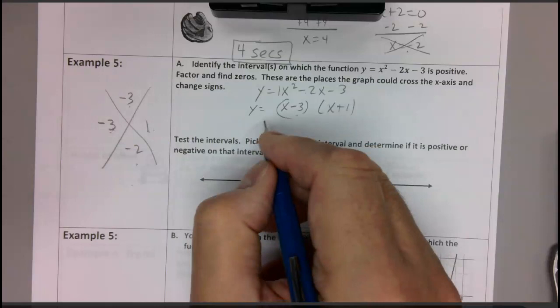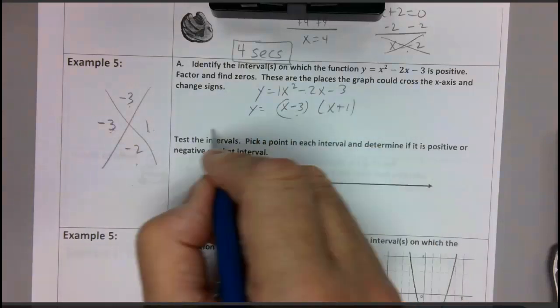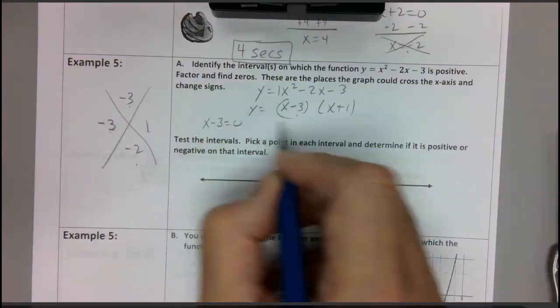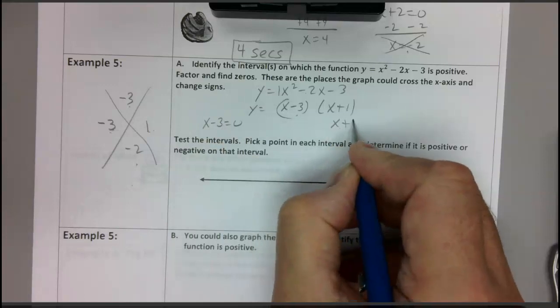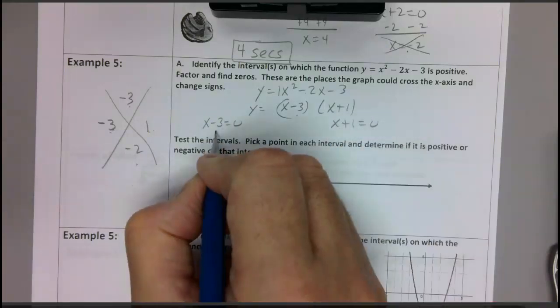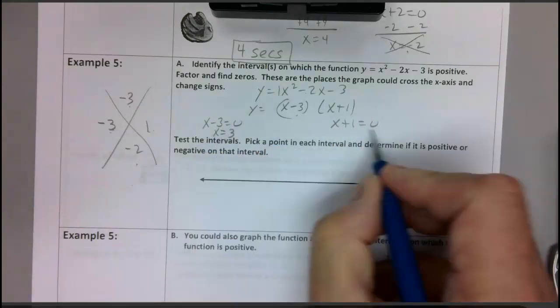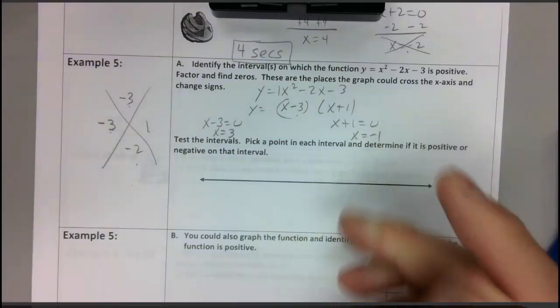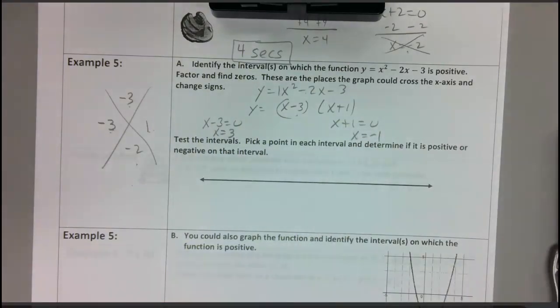And then I set each one of those equal to 0. x minus 3 equal to 0, and x plus 1 equal to 0. Add 3, I get x equals 3. Subtract 1, I get x equals negative 1.